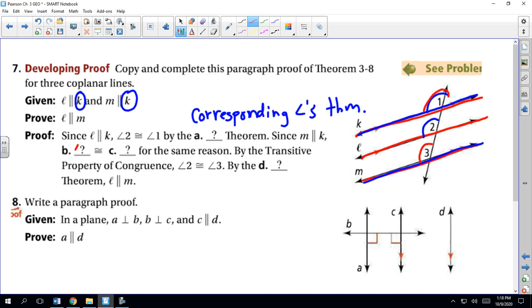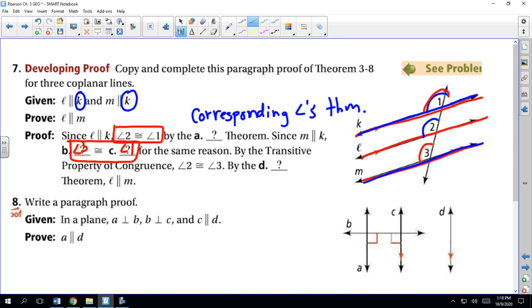So angle 3 is also congruent to angle 1 for the same reason. By the transitive property of congruence, angle 2 is congruent to angle 3. So you notice here we have this statement and this statement. When you put those two together, that's the transitive property.